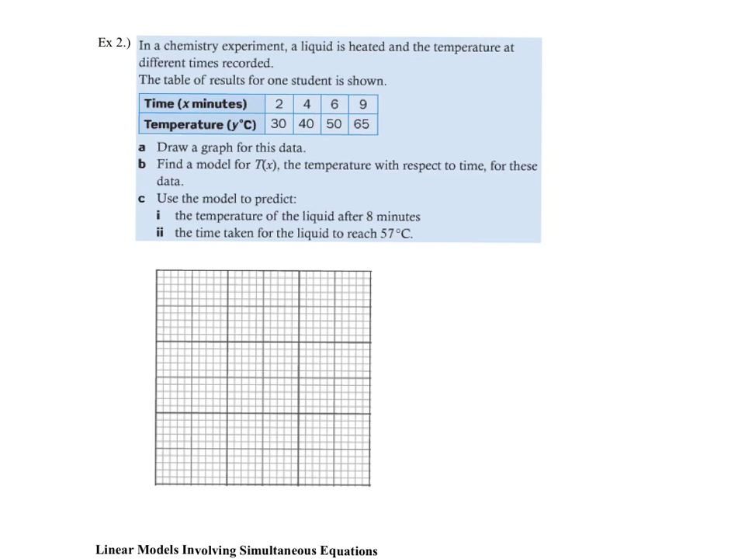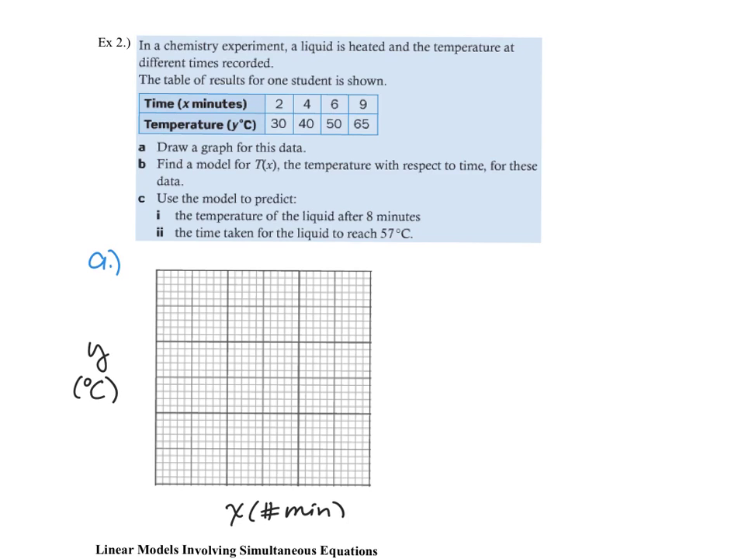In example 2, it says, in a chemistry experiment, a liquid is heated and the temperature at different times is recorded. The table of results for one student is shown. So here we have a table that shows us our independent variable, time, and then temperature in degrees Celsius. In part A, we are going to draw a graph for this function. So let's go ahead and label our axes. We're going to let x represent the number of minutes, and then y is going to represent degrees Celsius.